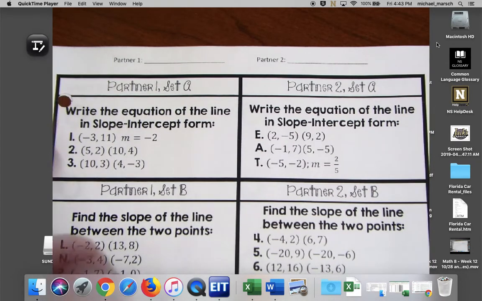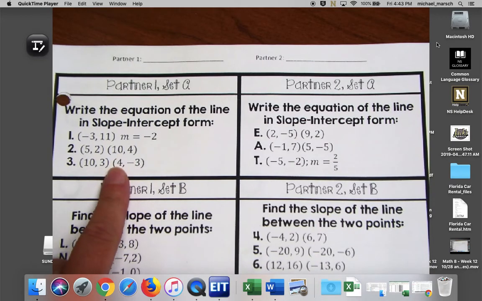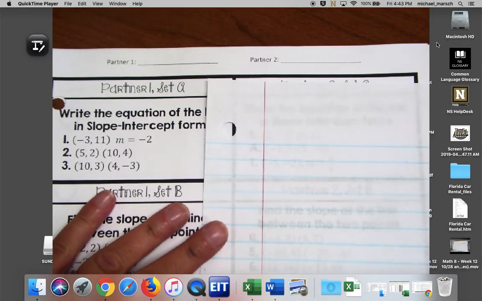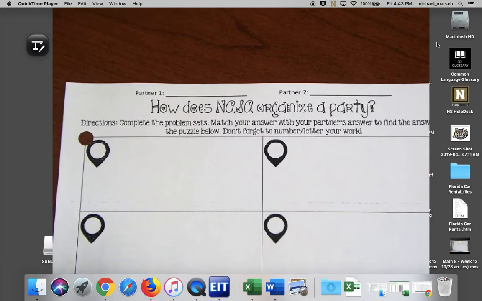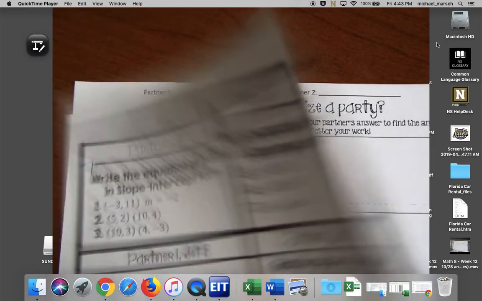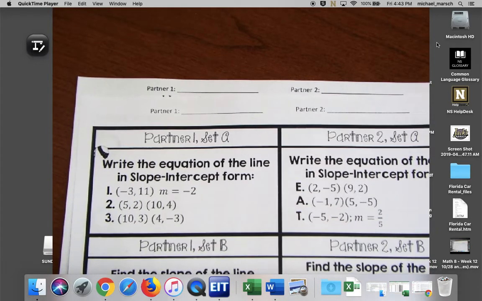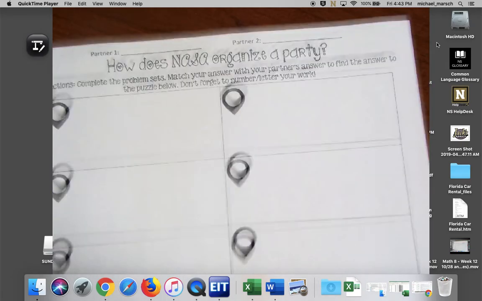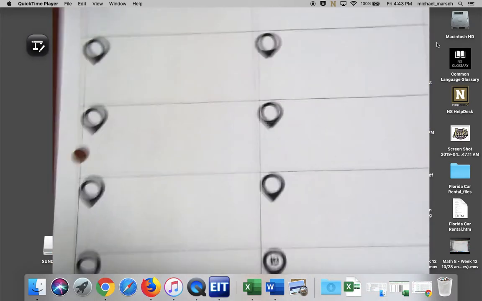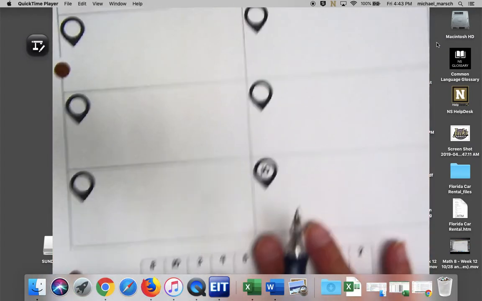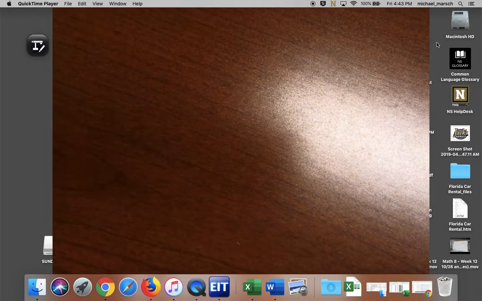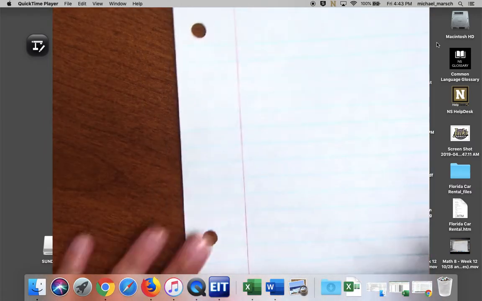So let's look at problem 1. It says write the equation of the line in slope-intercept form. So I'm going to copy this over here. I know I gave you this paper, but then I realized since I want you guys to do all of these, like all 12 of these, it's not going to fit on this paper. So you can keep it if you want to do the riddle down here, but you don't have to keep this. So anyway, put this aside. And then now let's work on problem 1 together.